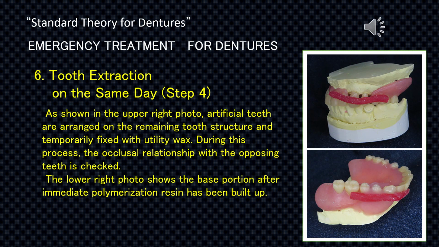6. Tooth extraction on the same day. Step 4. As shown in the upper right photo, artificial teeth are arranged on the remaining tooth structure and temporarily fixed with utility wax. During this process, the occlusal relationship with the opposing teeth is checked. The lower right photo shows the base portion after immediate polymerization resin has been built up.